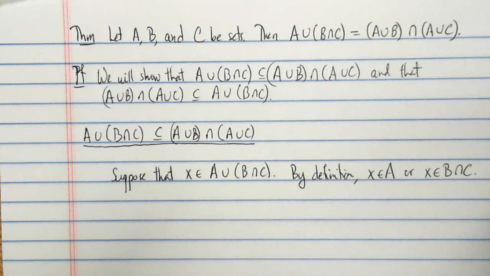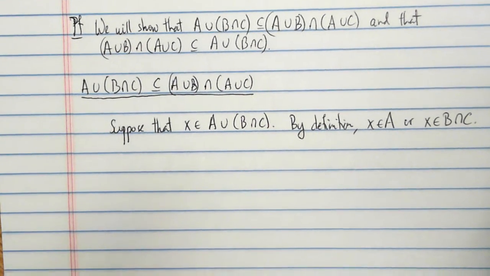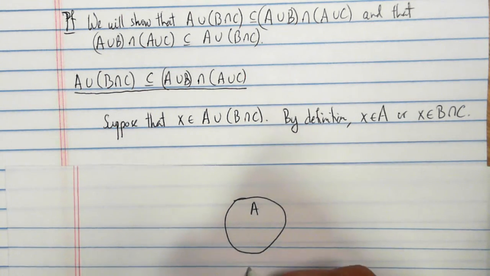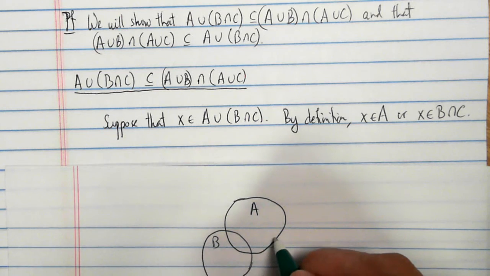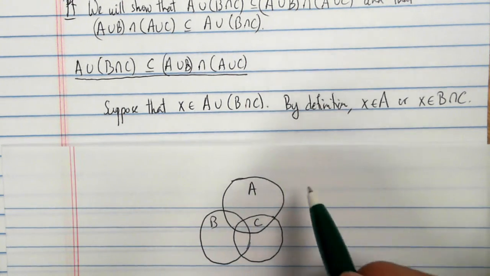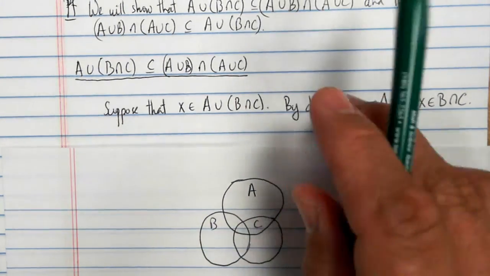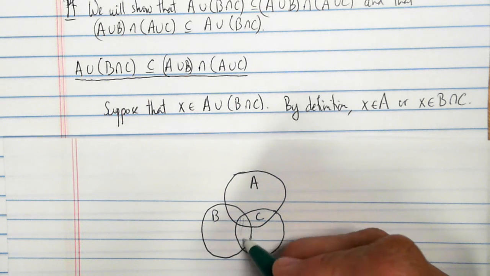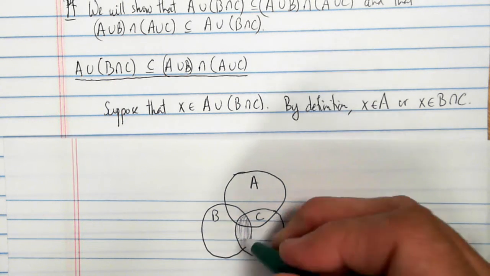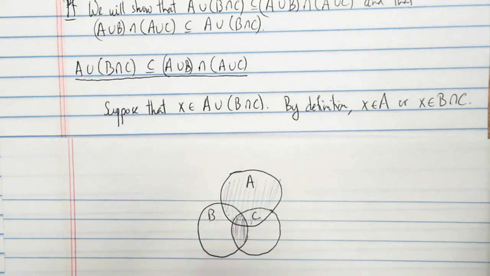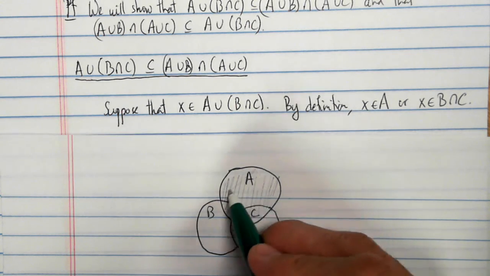Before I start writing down the formal proof, I'd like to draw a picture to illustrate what's going to happen with the proof. So here's our set A, here's our set B, and here's our set C. Now, the left-hand side, A union (B intersect C). B intersect C is going to be this part right here, and then we're going to take the union with A. So that's the part of the picture that I care about.